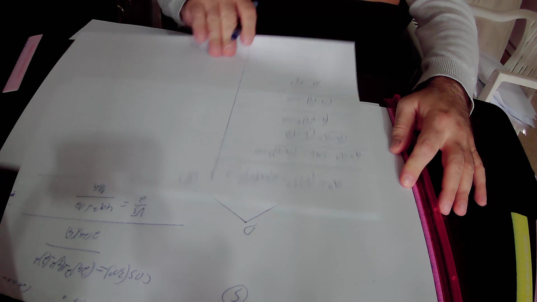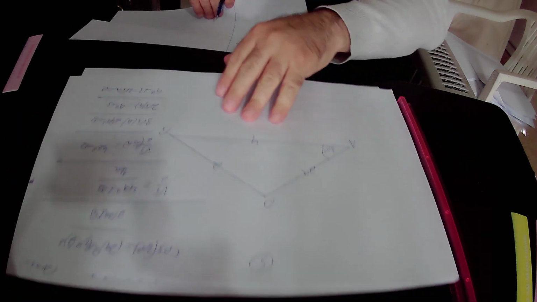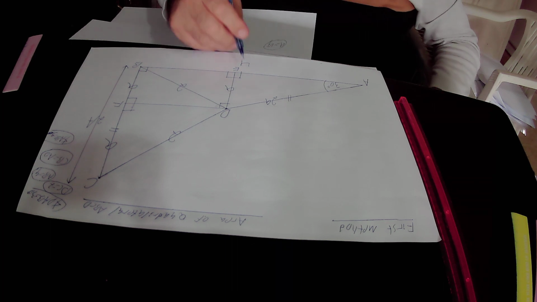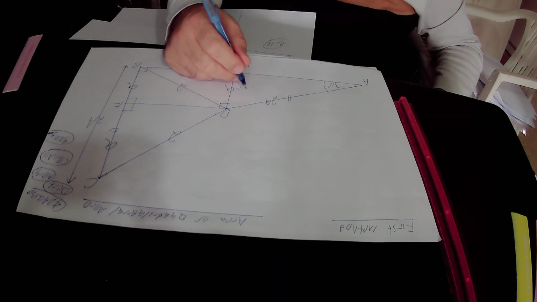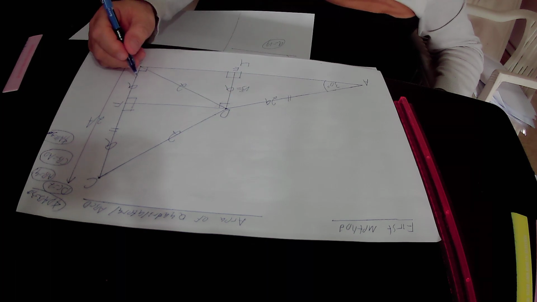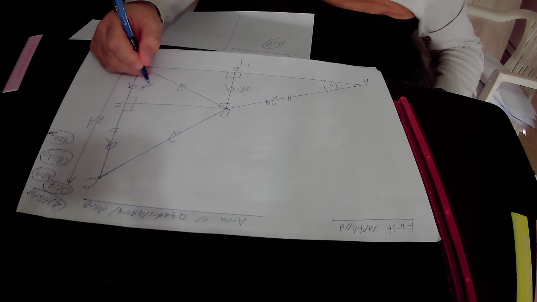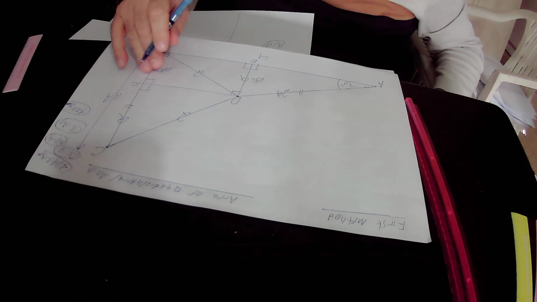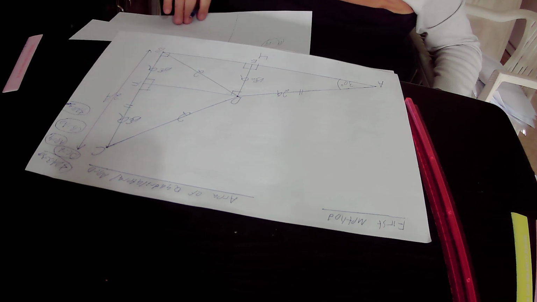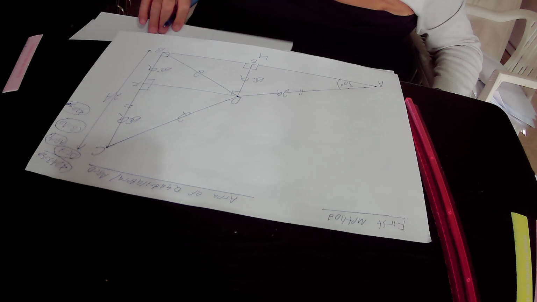So we can write here that A equals square root of 3 units, and also here A equals square root of 3 units, and here also A equals square root of 3 units.